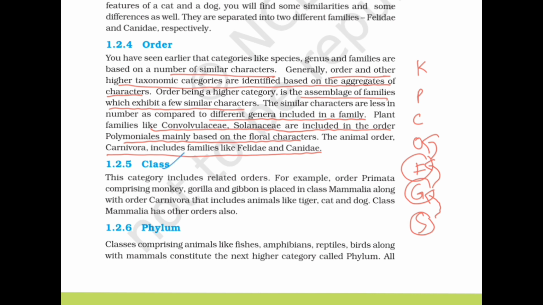Okay. This category includes related orders. That's it. Related orders become a class. One class. For example, order Primata comprising monkey, gorilla, gibbon is placed in class Mammalia along with order Carnivora that includes animals like tiger, cat and dog.